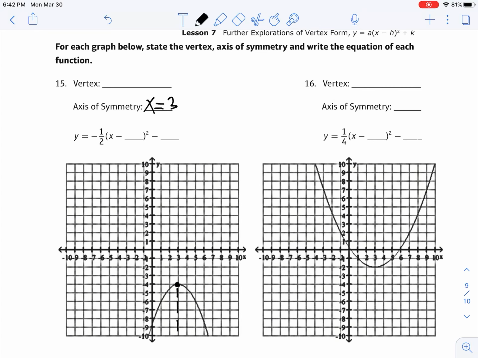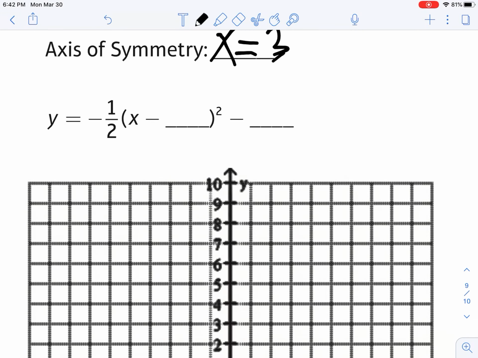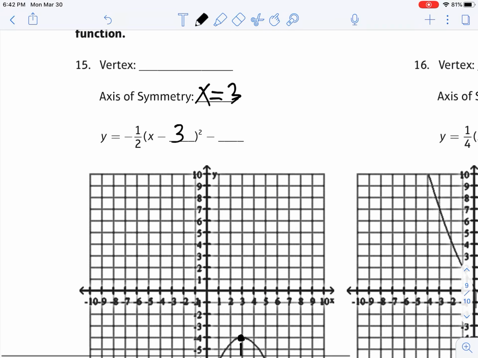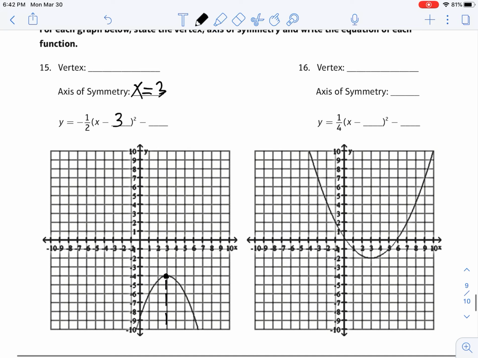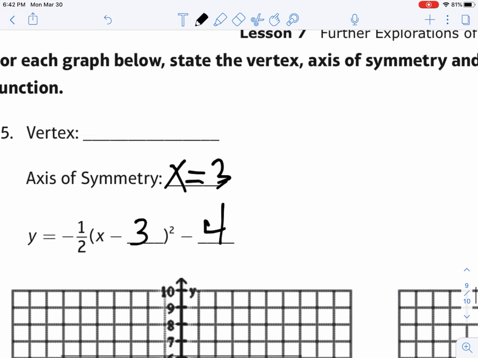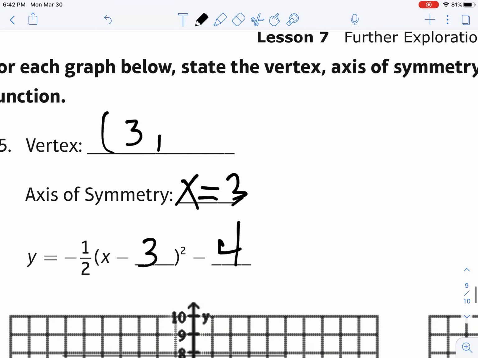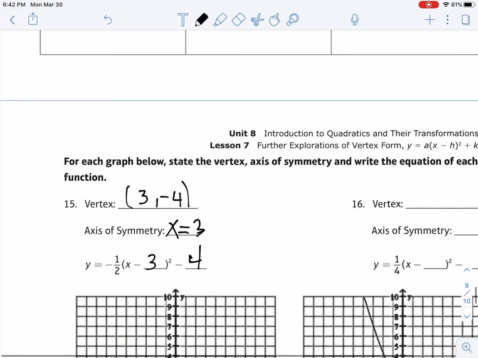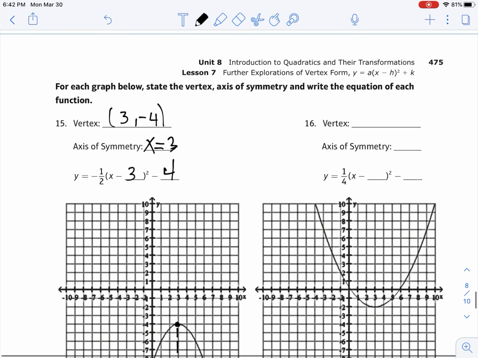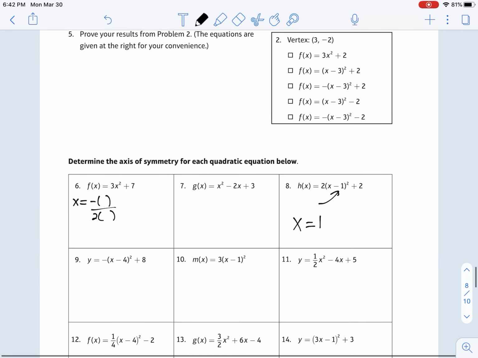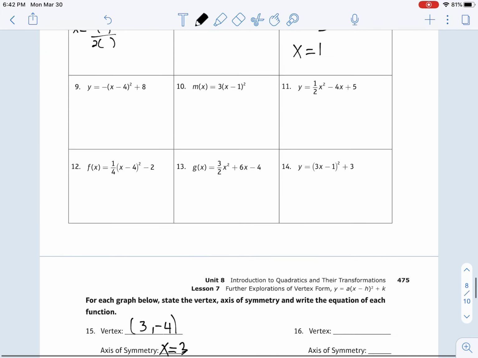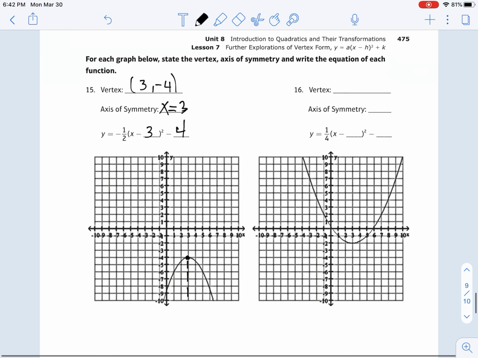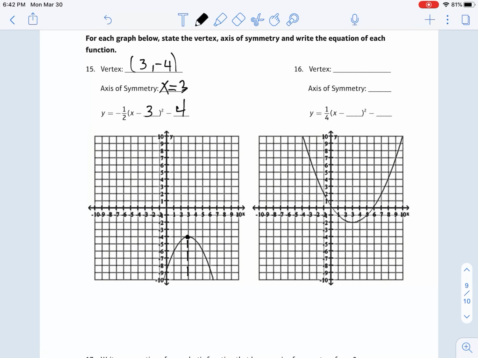If it's at x equals a positive 3, the opposite of a positive 3 is a negative 3. And then the vertex is at negative 4. So the vertex together is at 3, negative 4. I went ahead and walked you through that problem, so you should be able to apply those principles to number 16. Go ahead and take a picture of numbers 6 through 16 and submit, where the assignment will be ready for you.